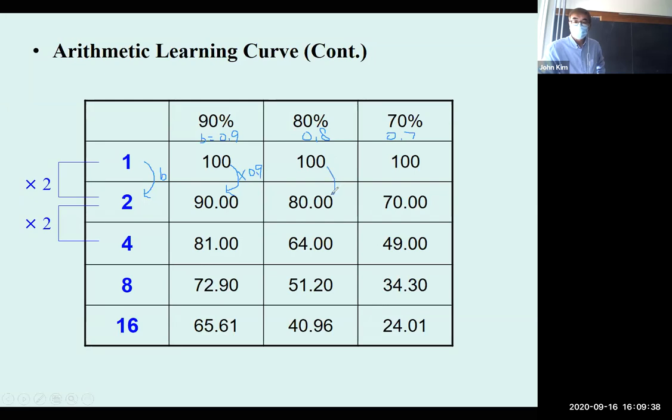If the learning percentage is 80%, B is 0.8, and 0.7 here. So from 90 to 81, times 0.9, because it's doubled from 2 to 4. And then 81 to 72.9, times 0.9, because it's doubled from 4 to 8, and so on with 0.8, 0.8, 0.7, 0.7. This is the arithmetic learning curve rule.